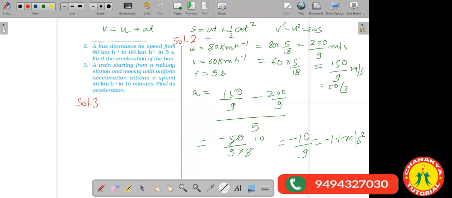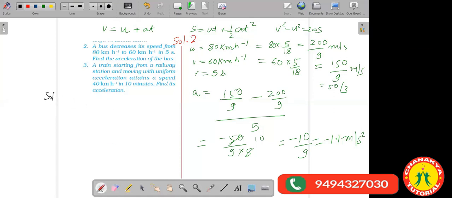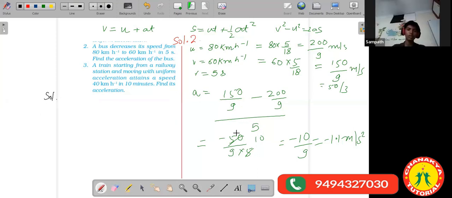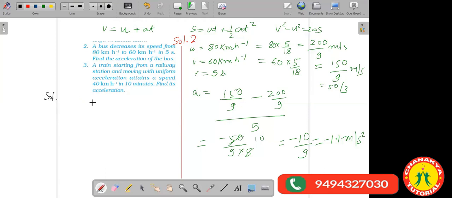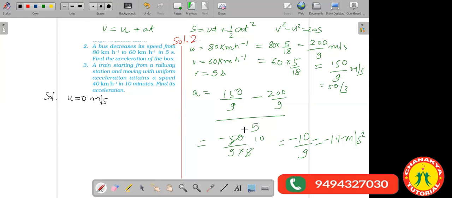Okay, so let's try to solve this out. For this, what is the value of initial velocity? What is the initial velocity given to us? 0. So here your initial velocity is 0. U equals 0 meter per second. V is 100 by 9 meters per second.